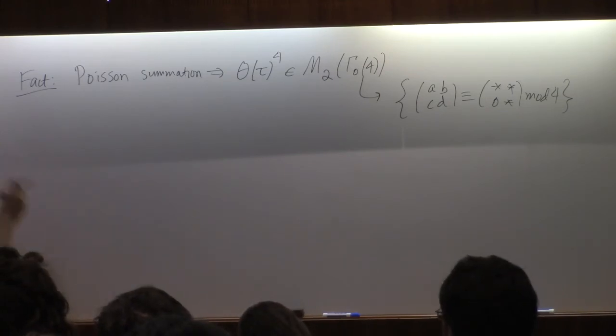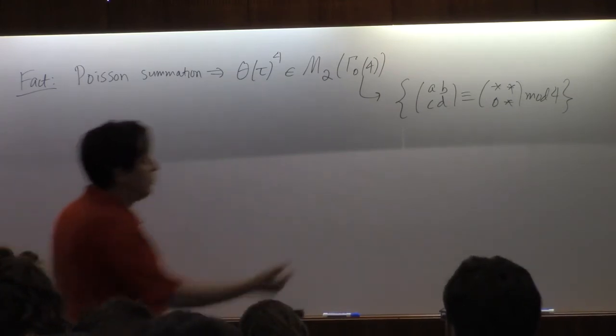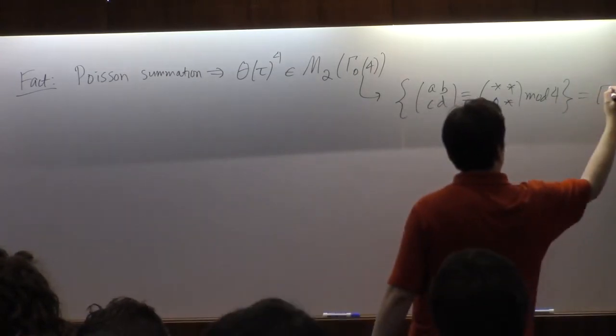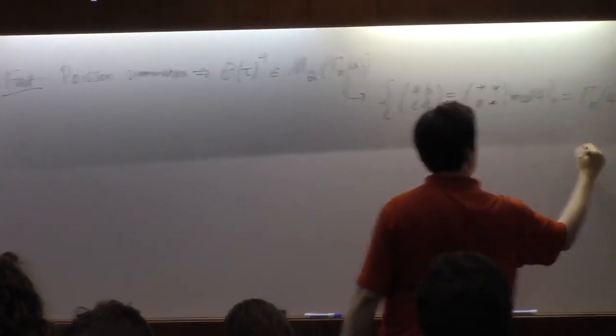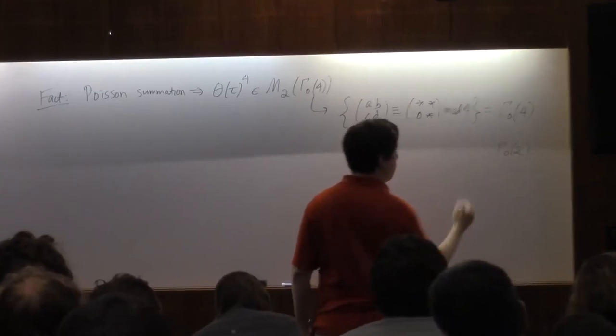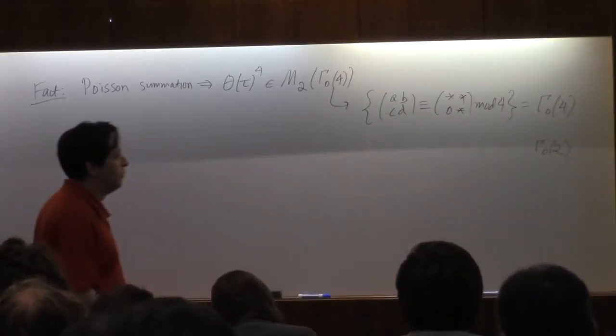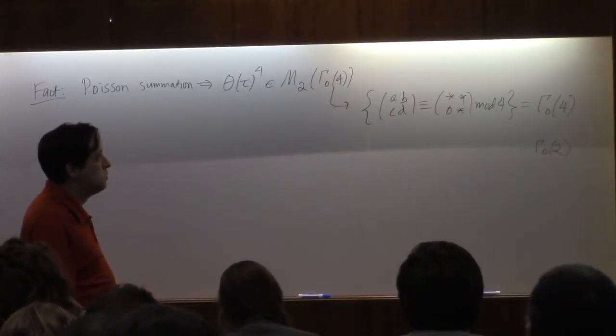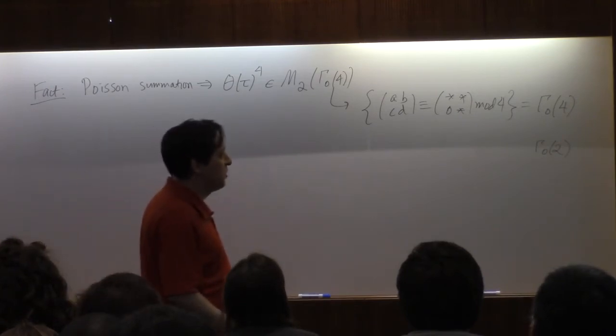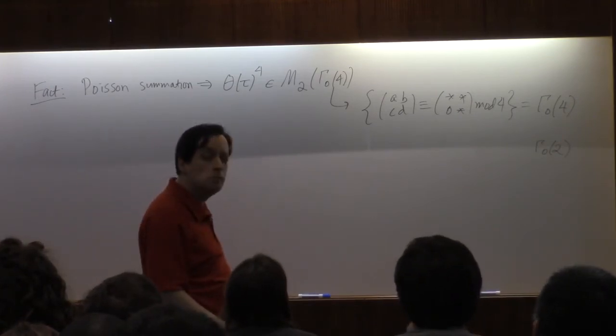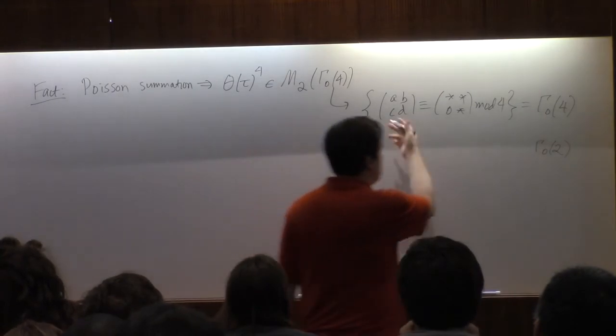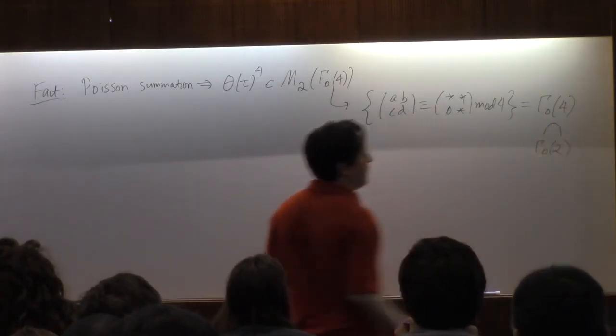And the subgroup, so this is gamma 0 of 4. Now how is gamma 0 of 2 related to gamma 0 of 4? One of them is inside the other. Which one? The top is inside the bottom, or the bottom is inside the top? Yeah, right, it's divisible by 4, so we have that containment.